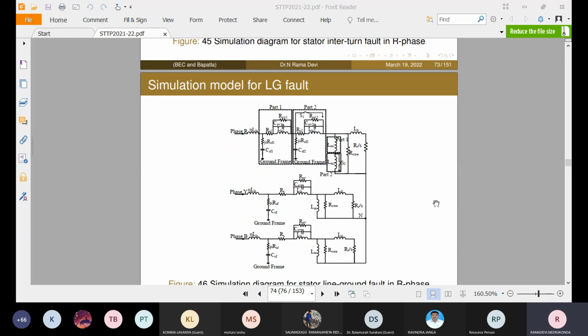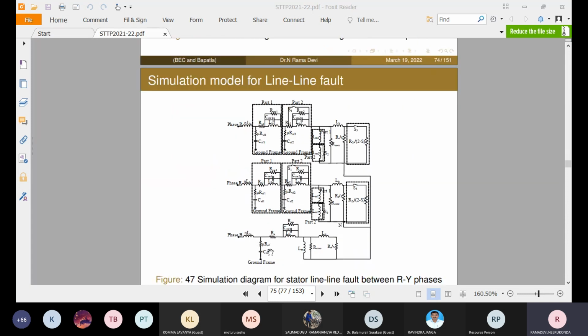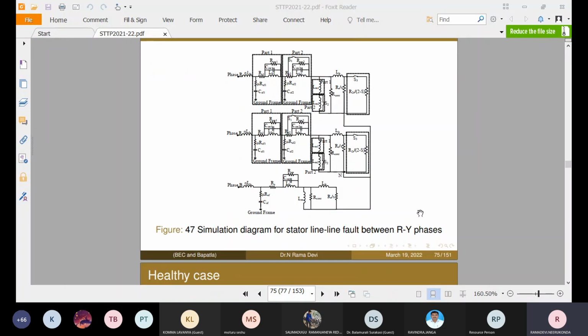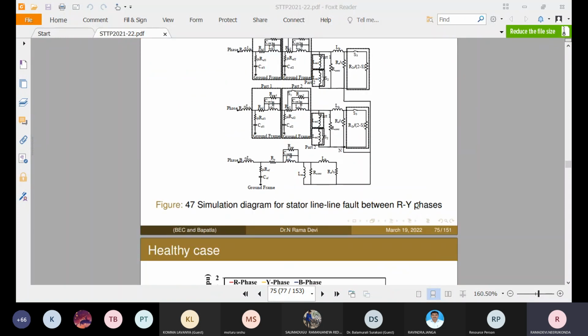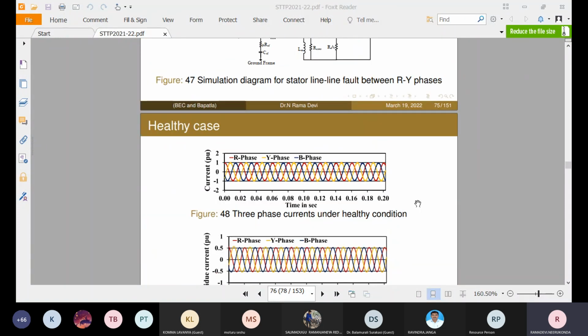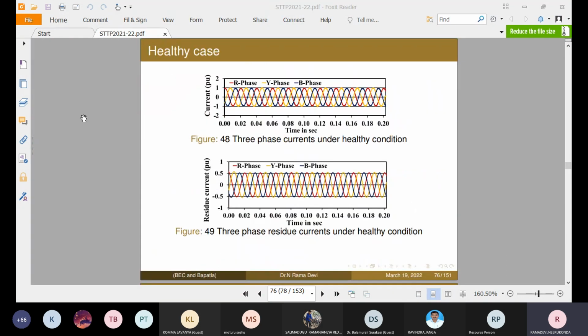So the next is the LG fault. Another is the line to line fault. So make use of the new algorithm.